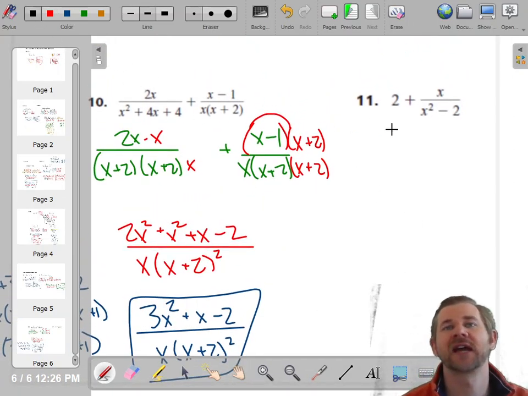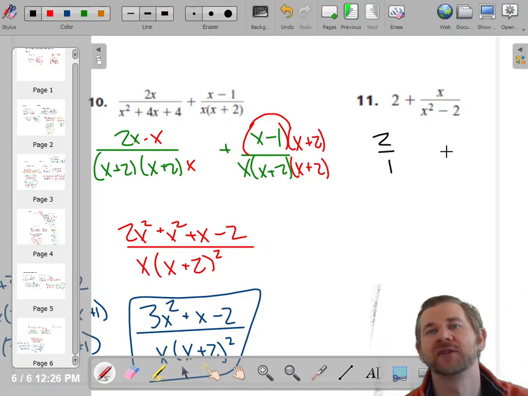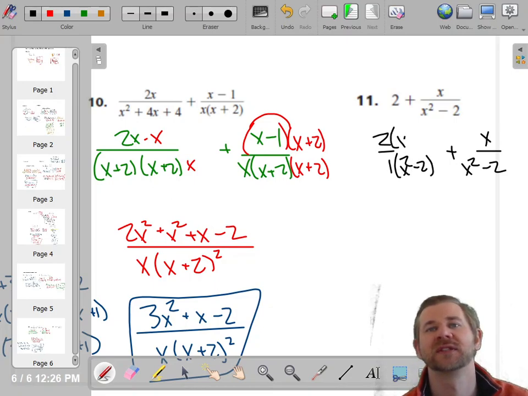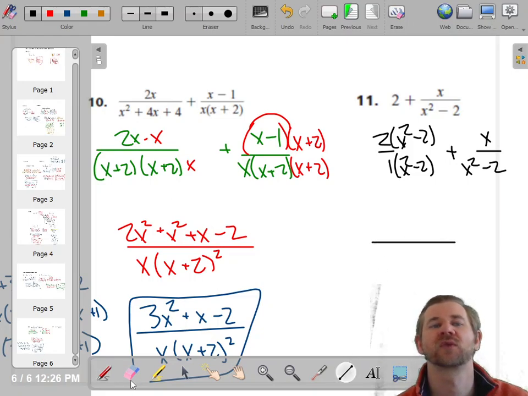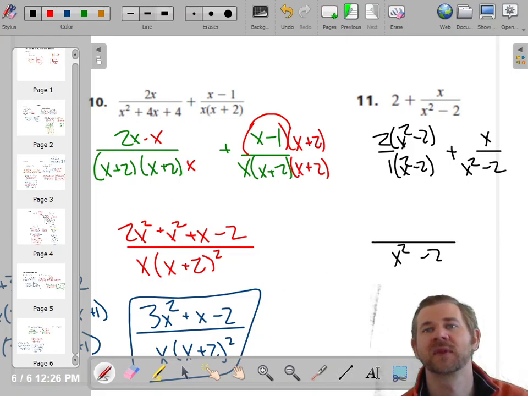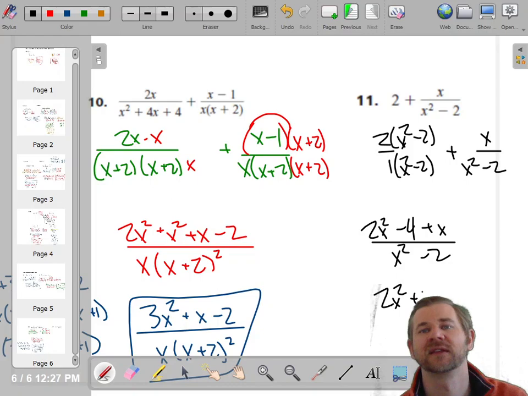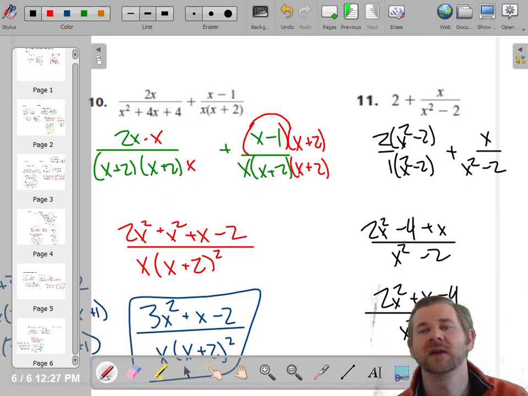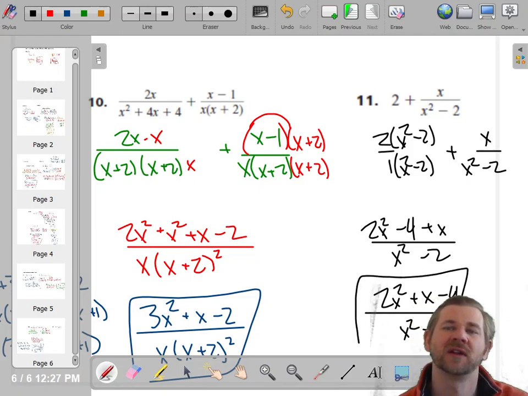Last one. Now, this is kind of tricky when it's a 1. It just bothers people. You can't do anything with this denominator, but that means this one needs x squared minus 2 in the top and the bottom. Okay, because right now its denominator is 1. So x squared minus 2 will be in the bottom. Now when I distribute, 2x squared minus 4 plus x, which I'll write like this. And then I have x squared minus 2 in the bottom. Does anything multiply to negative 8 and add to 1? No, I think I'm good.